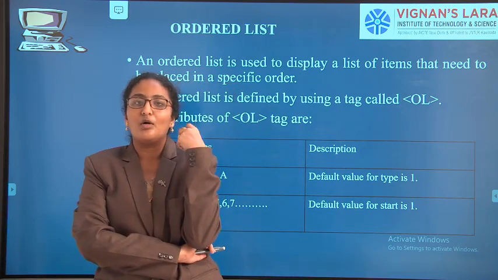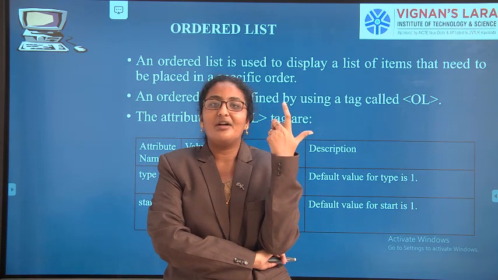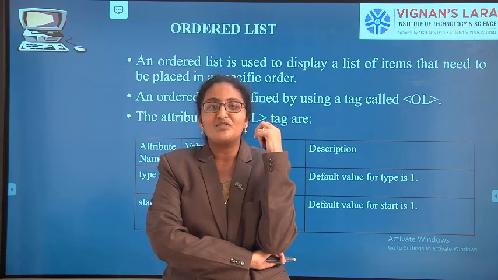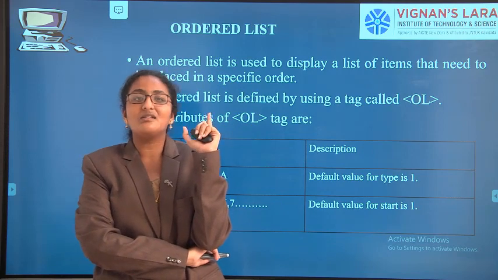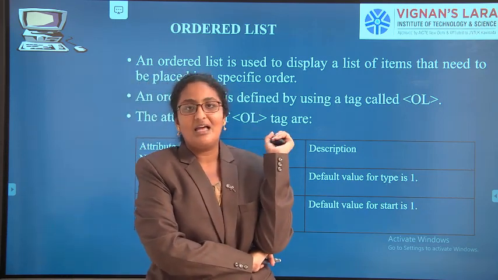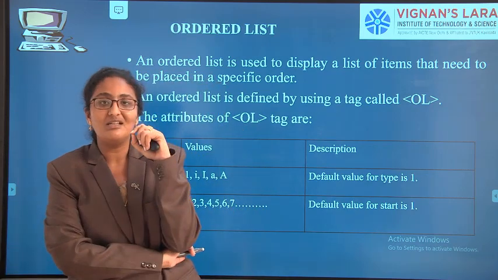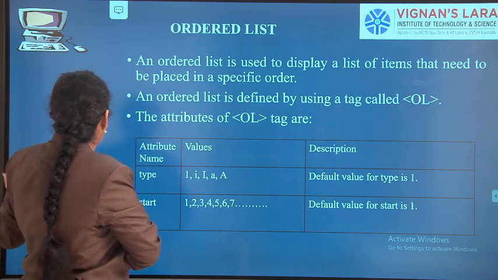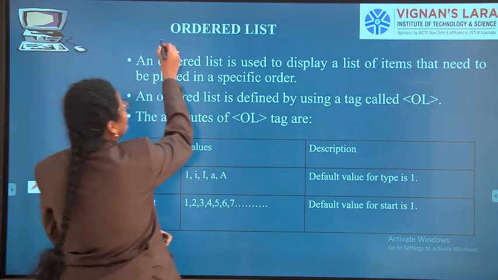Actually in previous class what we have discussed, list is of three types: unordered list, ordered list and definition list. So about unordered list we have already seen in the last class. Now we will see what is ordered list and what is definition list. So see here. So this is ordered list.